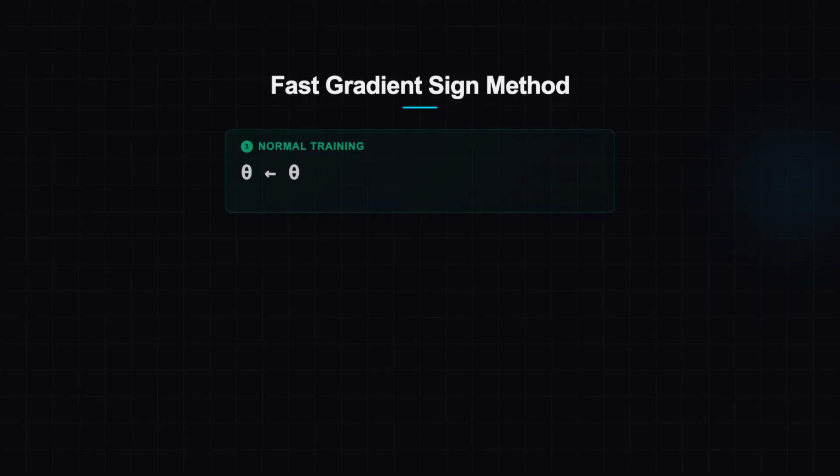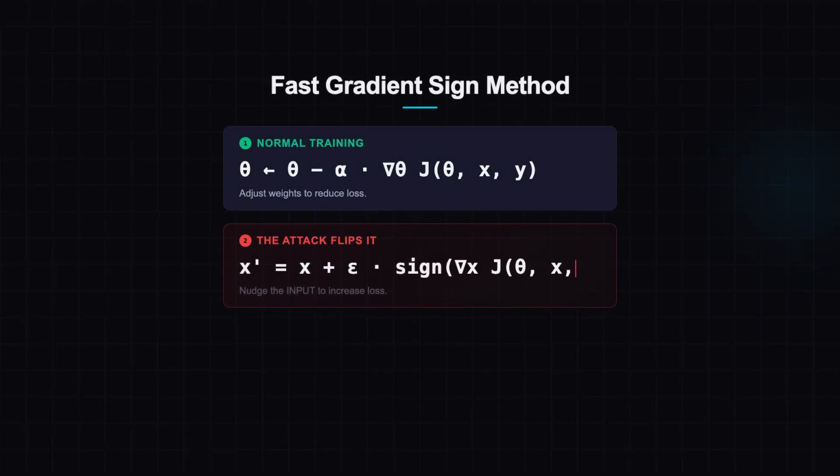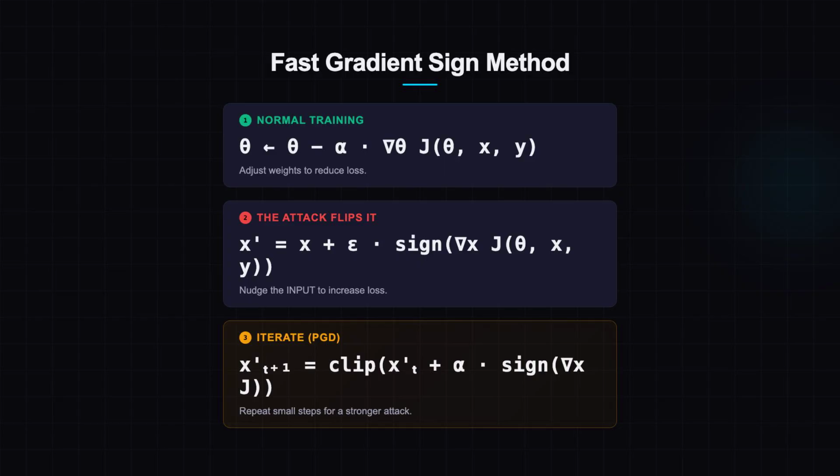How is the noise crafted? With the model's own gradients. Normally, we compute the gradient of the loss with respect to the weights to train the model. Here, attackers compute the gradient with respect to the input and take a tiny step in the direction that increases the error. That's the fast gradient sign method, FGSM. Iterate it, and you get even stronger attacks like PGD.